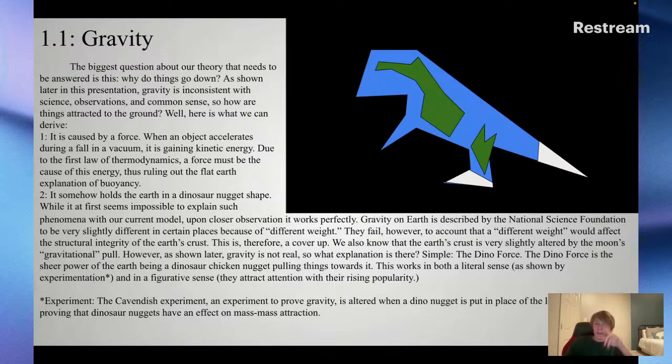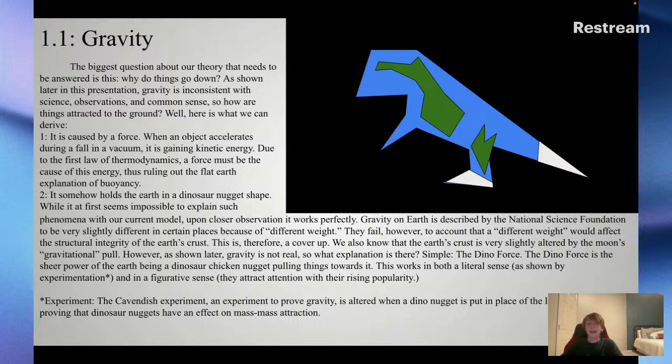1.1, gravity. The biggest question about our theory that needs to be answered is this. Why do things go down? As showed later in this presentation, gravity is inconsistent with science, observation, and common sense. So why are things attracted to the ground? It's like when this happens, why does that happen?